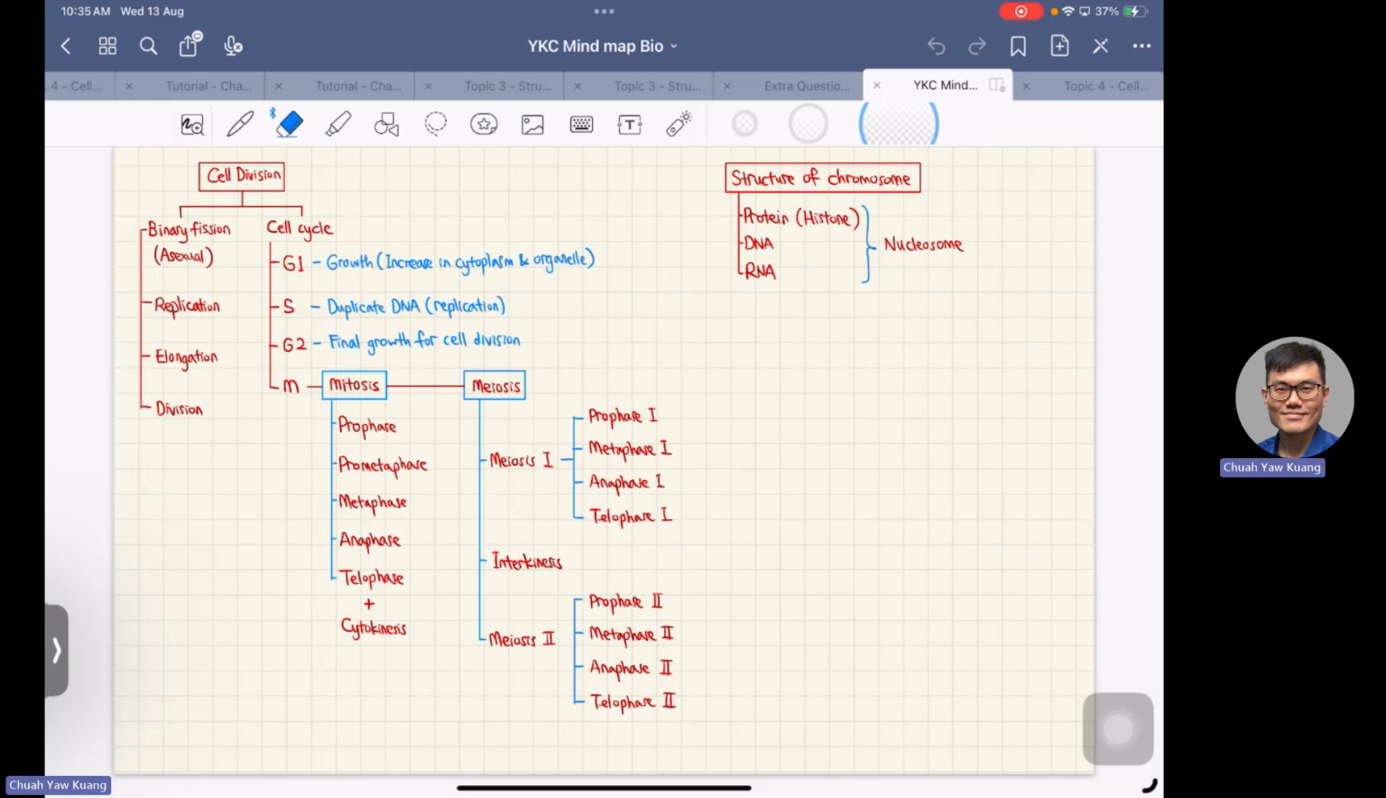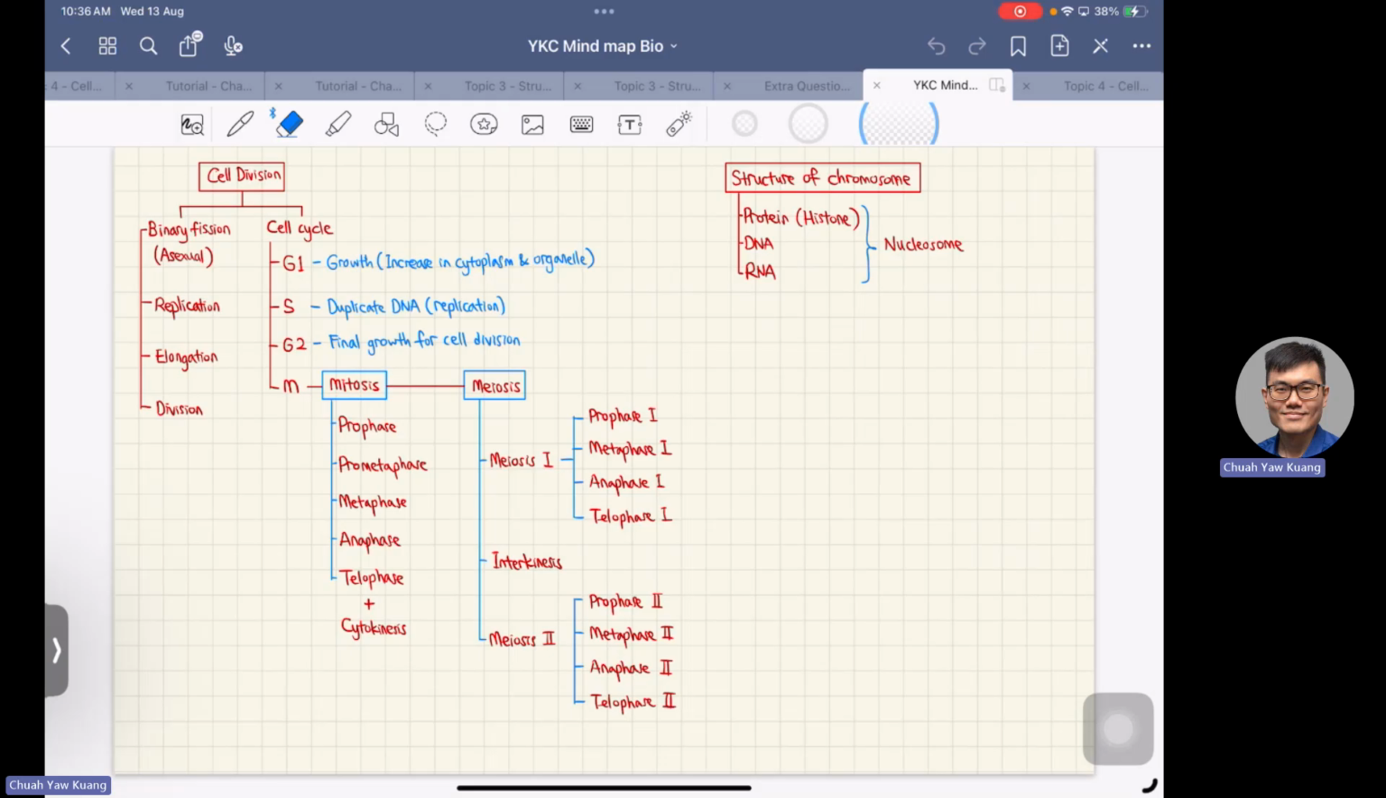If the cell wants to increase in number or grow, or for the repair and replacement of worn out cells, it will use mitosis. But if the cell is going to do sexual reproduction and produce gametes, it will use meiosis. That's the only difference, and this is just one phase under the cell cycle. That is basically all the phases for mitosis and meiosis.